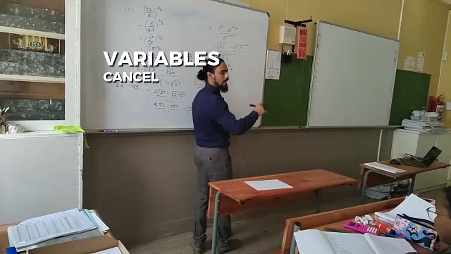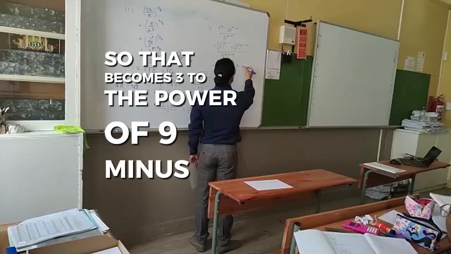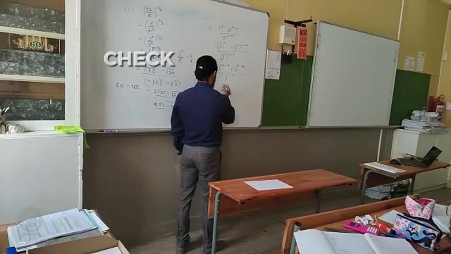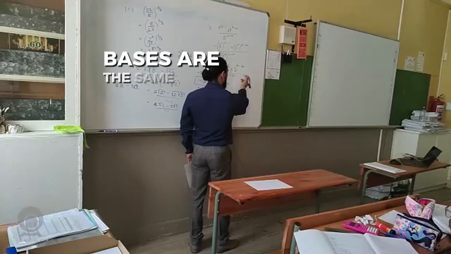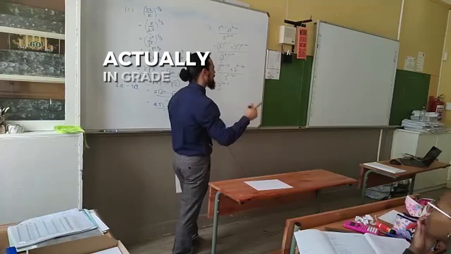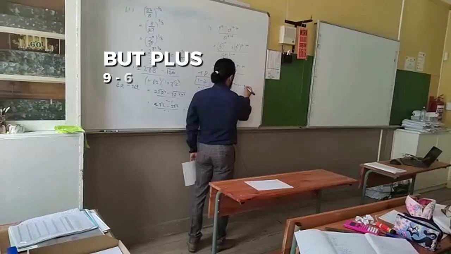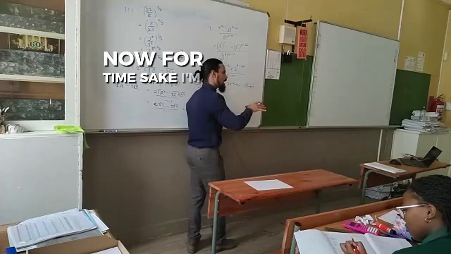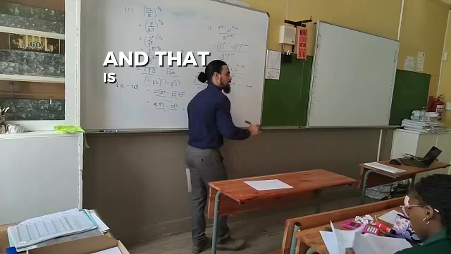the variables cancel out. So that becomes 3 to the power of 9 minus 6n over minus 4n. All of the bases are the same. I like to write it like this. Check here, 3 2n minus 2 plus that. Why am I adding that? Bases are the same and doing multiplication is law 1 of the exponent laws that we were taught actually in grade 9. Now I'm doing this with my grade 9s. But plus 9 minus 6n and then minus, use a bracket, 8 minus 4n. Now for time's sake, I'm just going to change that and distribute the bracket. So now I know that that becomes a negative and that becomes a positive. And that is all there.